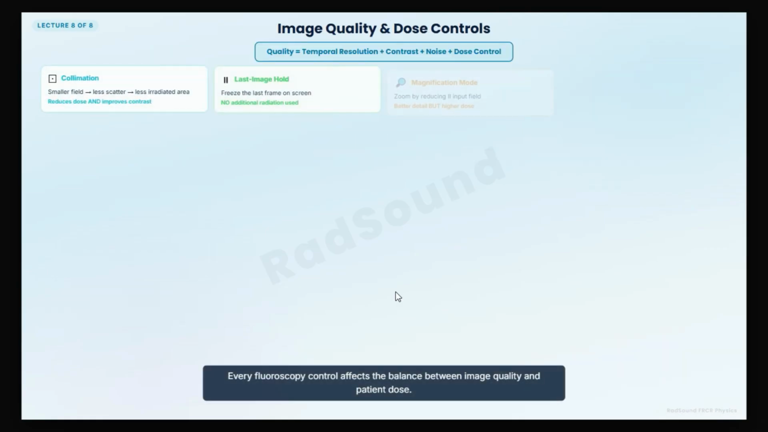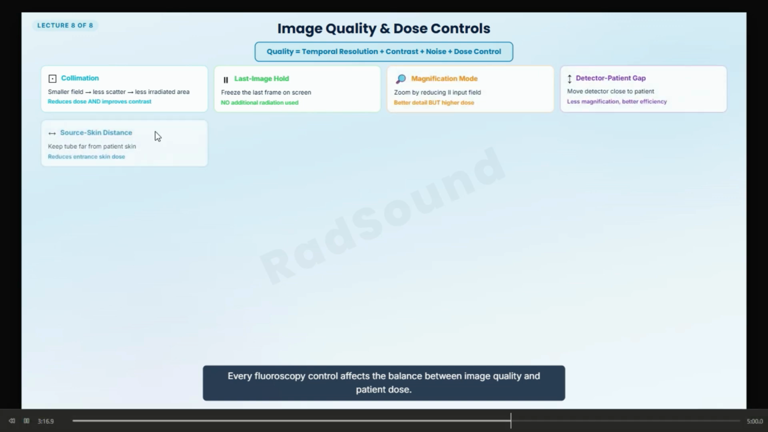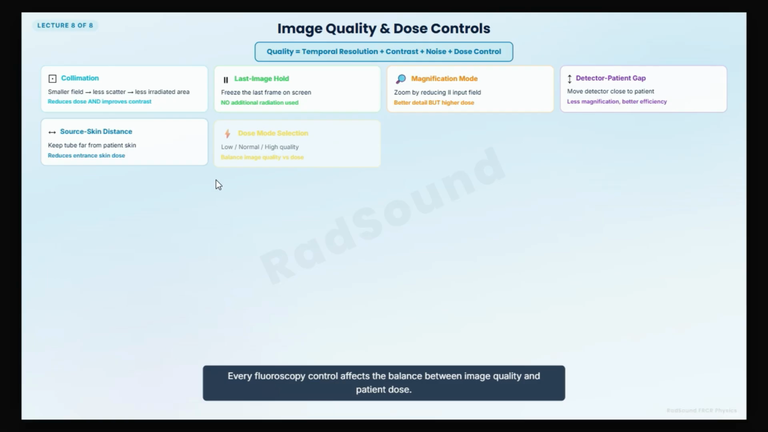So what about image quality and dose control? You have to understand collimation. Fluoroscopy is one of the radiography methods where you have to take measures for collimation. If you're looking for a vessel in the lower limb, you shouldn't expose the whole body part. Collimation causes less scatter and a smaller irradiated area, so dose goes down, and that improves contrast. Last image hold is a method we use to freeze the last frame on screen so that no additional radiation dose is used while we don't need it.